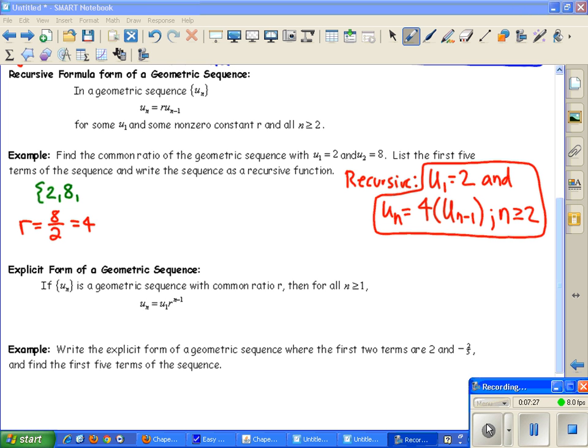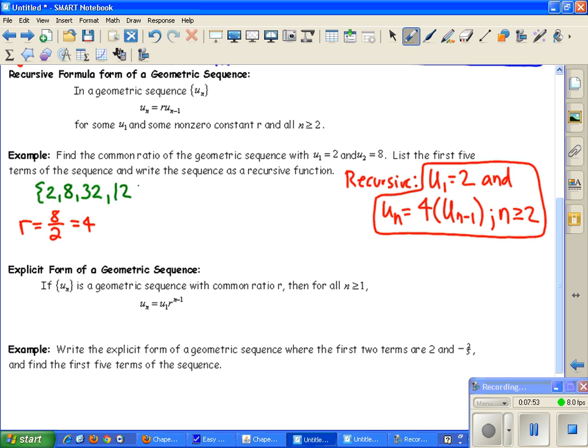So now if I want to find the first 5 terms, we already know the first 2, 2 and 8, I would just plug them into this formula. So to find the third term then, I would do 4 times the 8 because the 8 is my previous term. So 4 times 8 gives me 32. And then I would multiply again that by 4. So 32 times 4 is 128. And then 512.